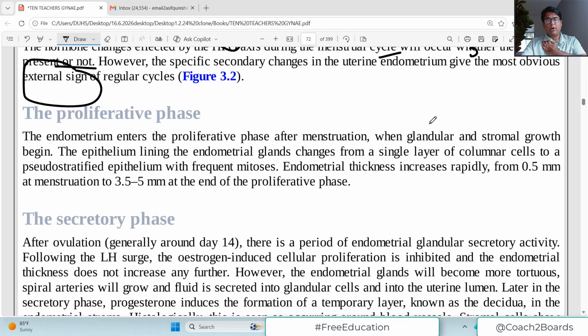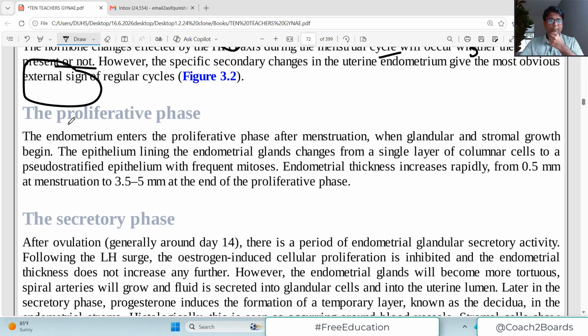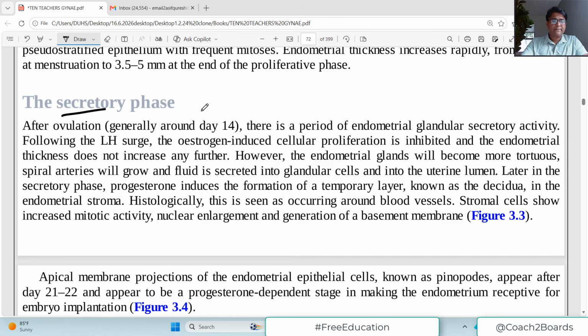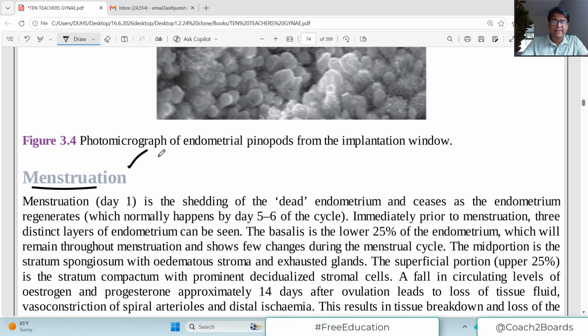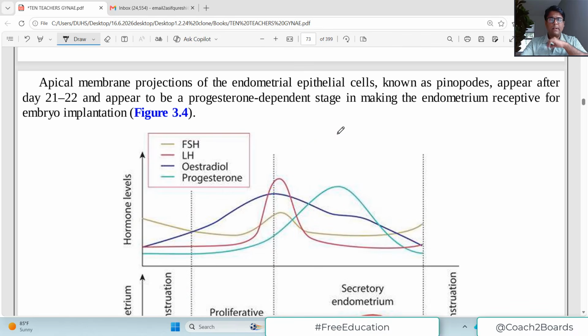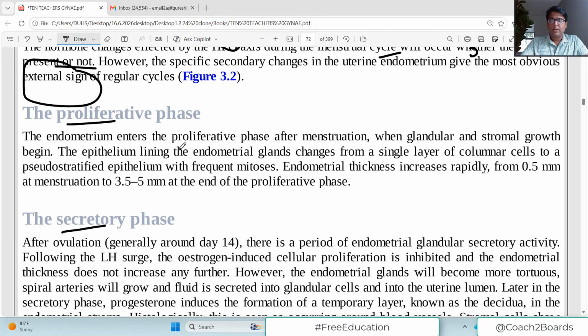Okay? Now, what are the phases of this secondary change in the menstrual cycle जो uterus में होते हैं? The first one is the proliferative phase. There is a secretory phase, and then there is another phase which is the last one, which is what we call the menstruation, which is the final phase जिसमें bleeding होती है, right? So let's see what are the changes in the uterus in the first phase, which is proliferative. The endometrium enters the proliferative phase after the menstruation, where glandular and stromal growth begins. So basically endometrium में increased gland, increased vascular supply, increased growth, all this happens.